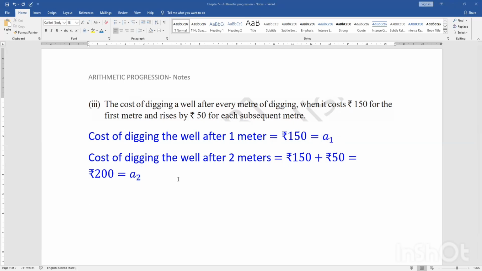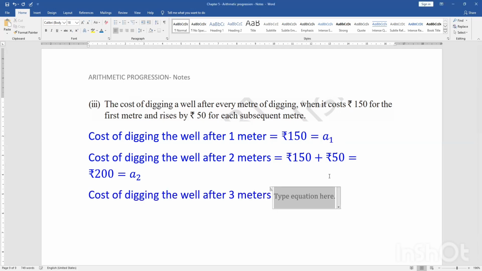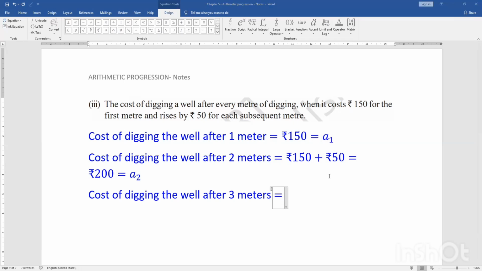And the next one, cost of digging the well after 3 meters. So this time, let's see what happens. In this case, it will be rupees 200 plus 50, which will be equal to how much? So this will be equal to rupees 250, which is equal to A3. Right?